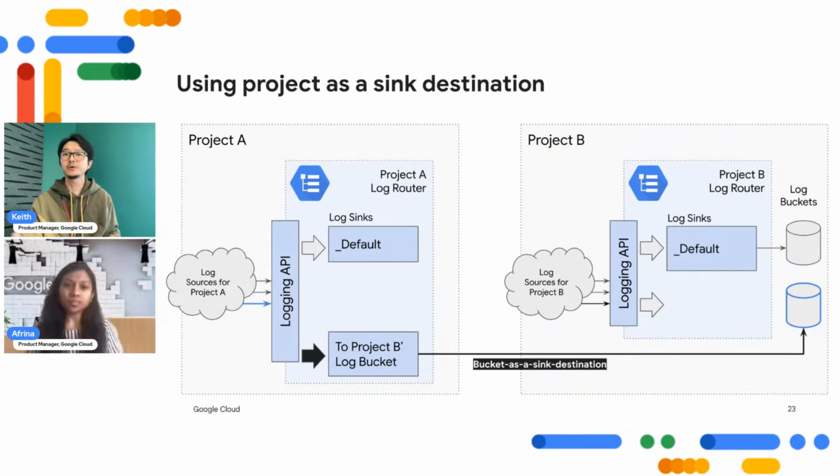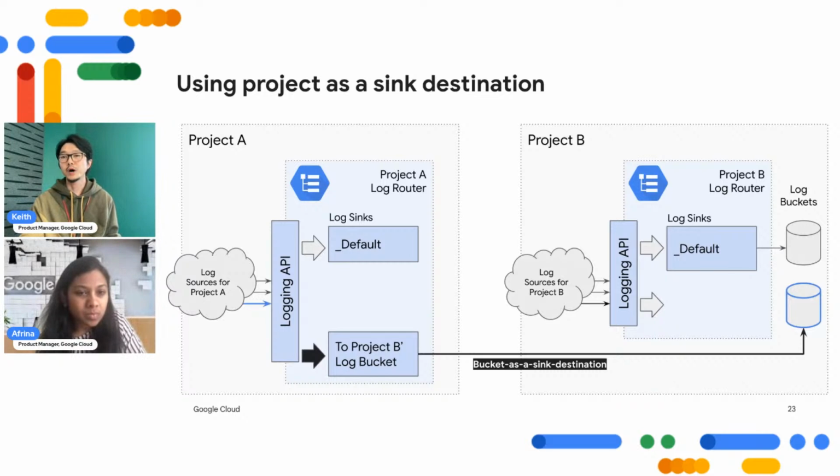So before this option, when you had to send logs between projects, the only way was directly into the log bucket in that other project. Think of it as bucket as sink destination, right? Like illustrated in this diagram. And the downside of this is that the logs totally bypass the log router in the destination project. That meant no control in the destination over how those logs flow, and log router features like log-based alerts would not work for those logs.